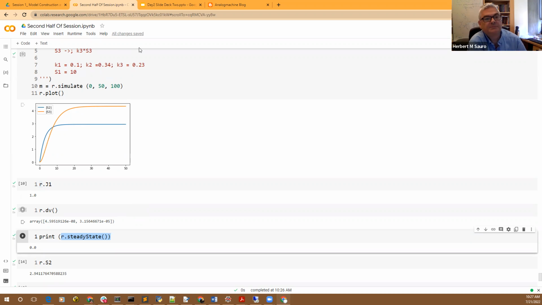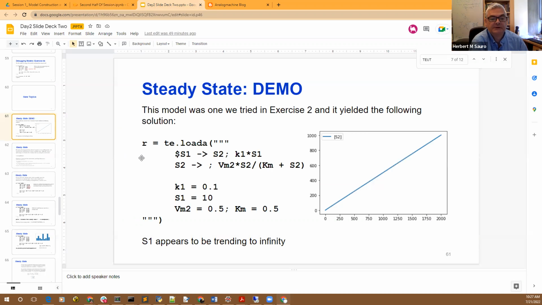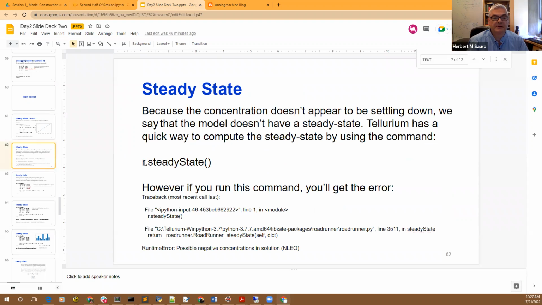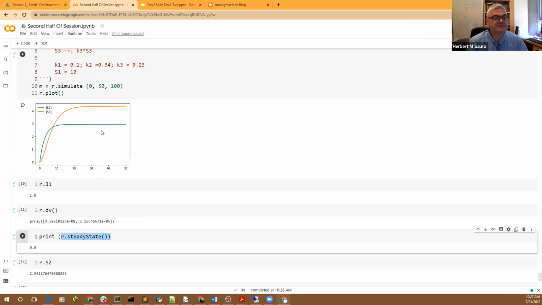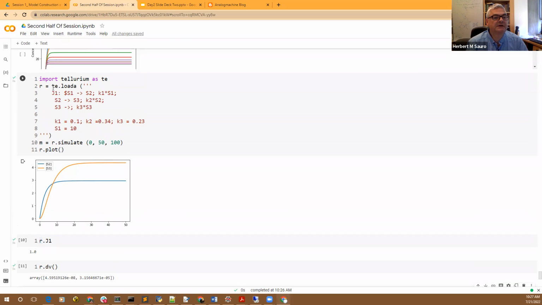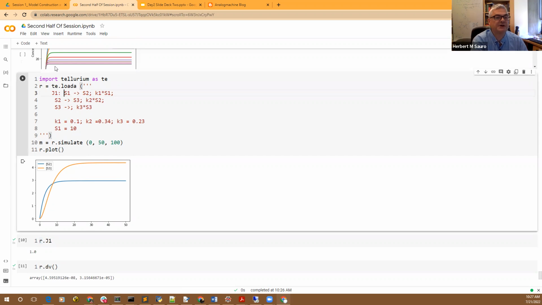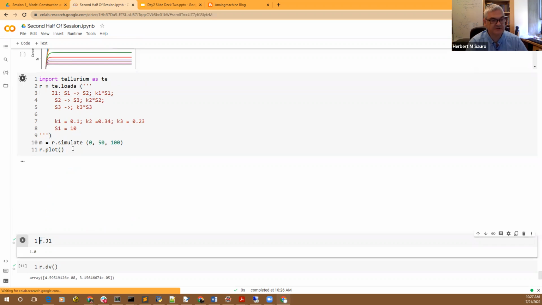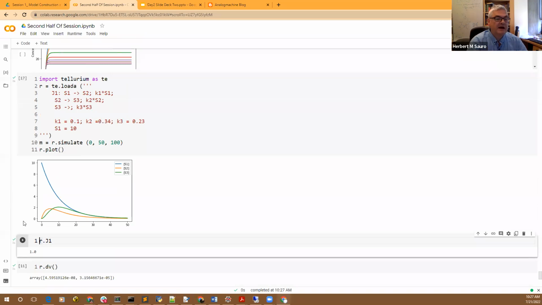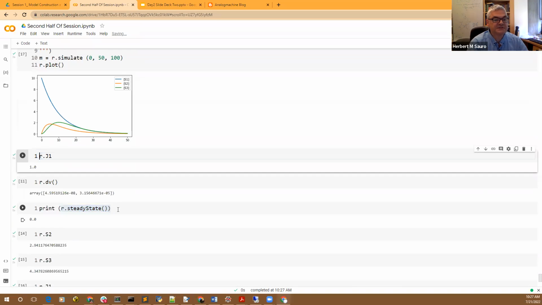That's how you can compute steady state pretty quickly. So if you were to try this example, let me take the boundary off. So now it's back to the closed system, right? And now I would ask for the steady state.